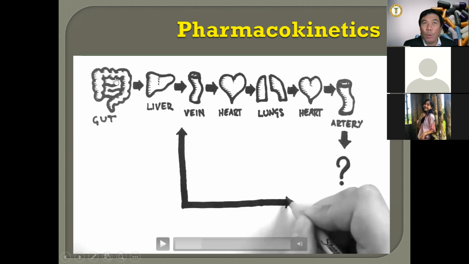Question, sir. How about those drugs that will be inhaled and go directly to the respiratory tract? Next, sir, how about those drugs that can be administered topically through the skin? Will they still pass the liver? Sir, how about those drugs that will be given directly intravenously? Actually, they will already reach the plasma, sir.